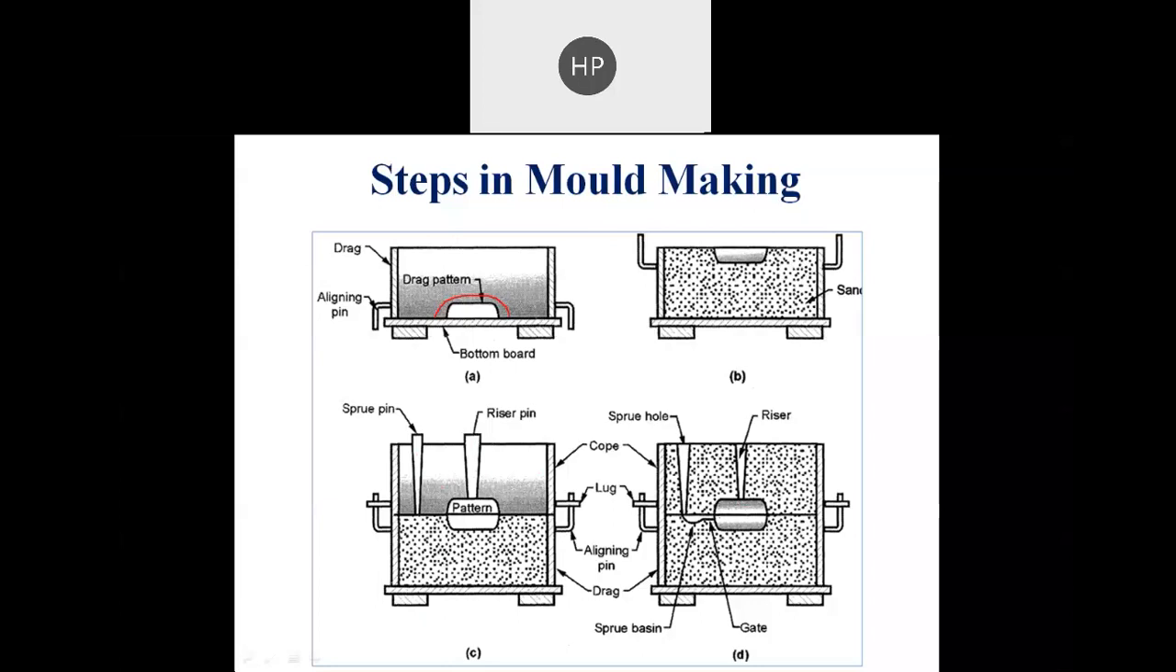Then the gate is designed, and the pattern is taken out. The sprue and riser pins are taken out so that we have the hollow cavity over here, and then both the cope and drag are joined so that we have a hollow cavity, and that is how we prepare a mold.